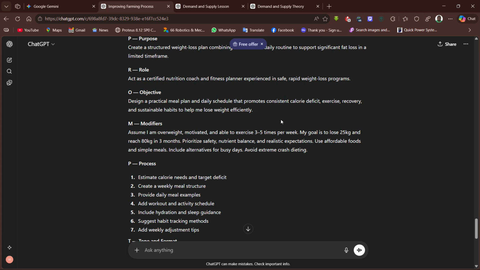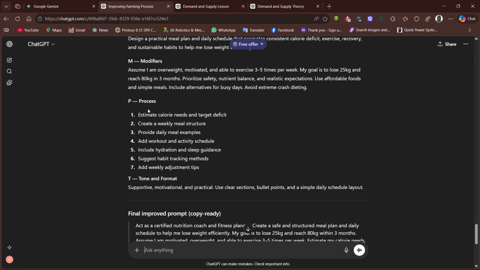My goal is to lose 25 kilograms and reach 80 kilograms in 3 months. Prioritize safety, nutrient balance, realistic expectation, use affordable foods, simple meals, include alternative for busy days, avoid extreme crash dieting. Process: estimate calorie needs and target deficits, create a weekly meal structure, provide a daily meal example, add workout and activity schedule, include hydration and sleep guidance, suggest habit tracking methods, and a weekly adjustment tip.